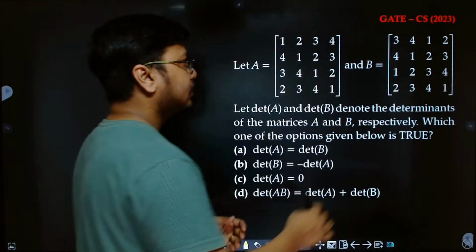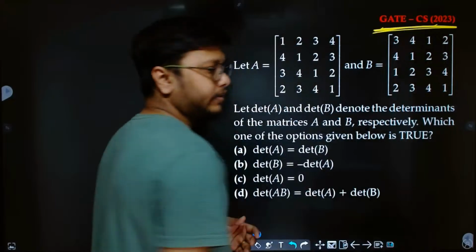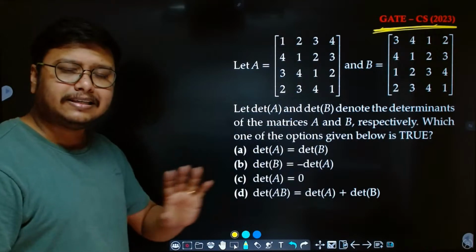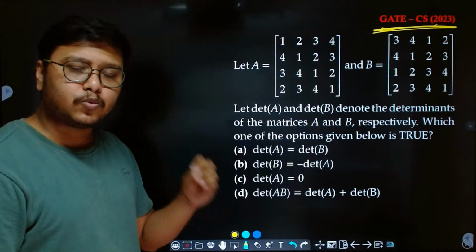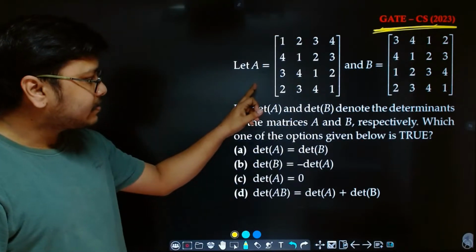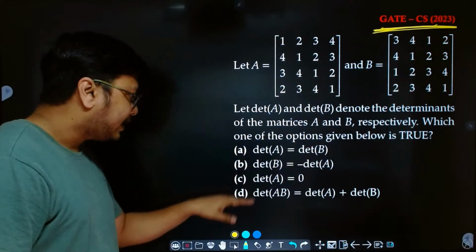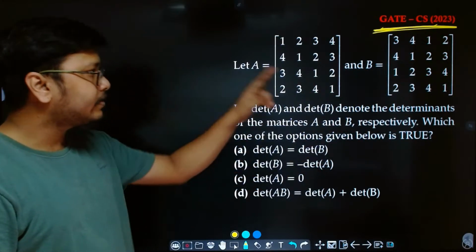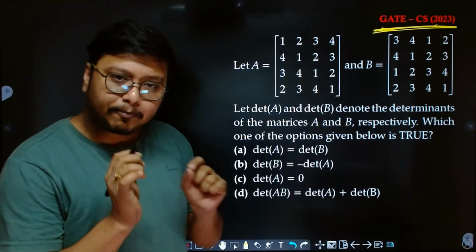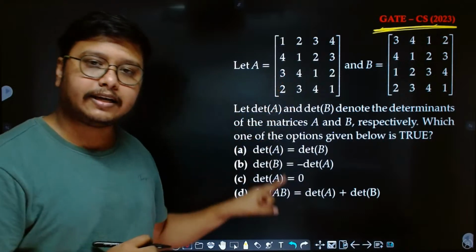So this is a GATE CSE 2023 question. Simple determinant question. Class 12 student can also answer this. One A matrix is given, one B matrix is given. You have to tell me what is the relation between the determinant of the two matrices. You don't even need a pen and copy to answer this question. Just look at the question, tell me the option.